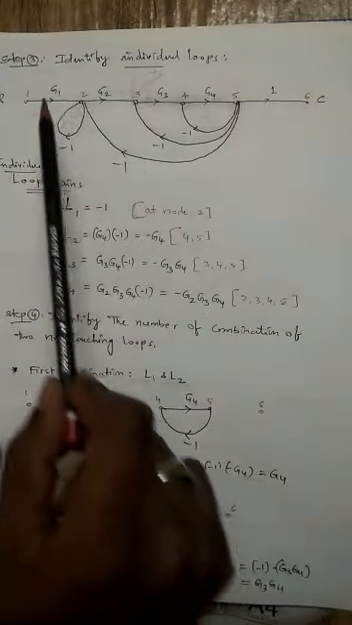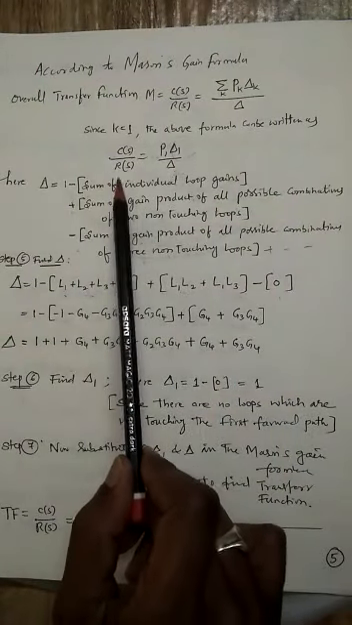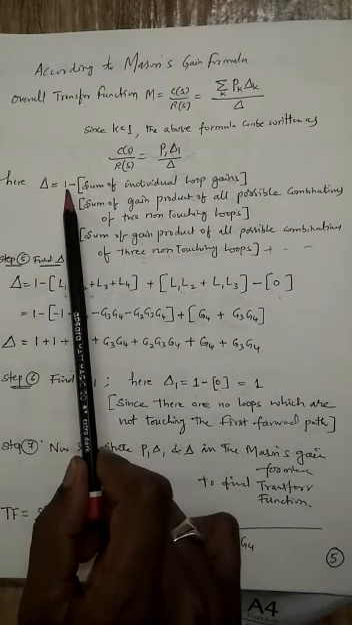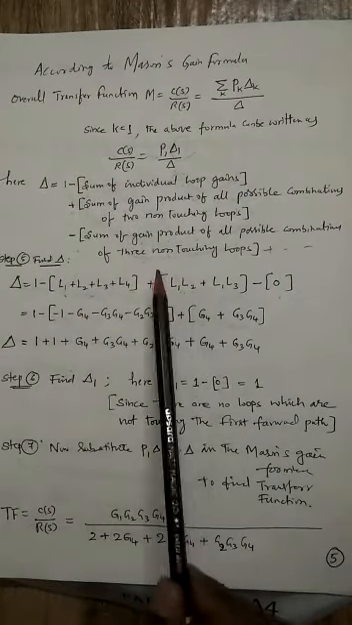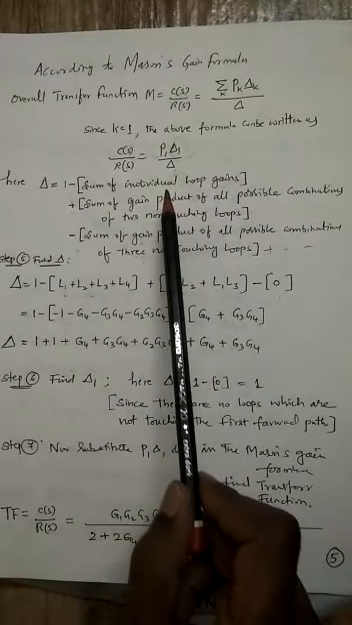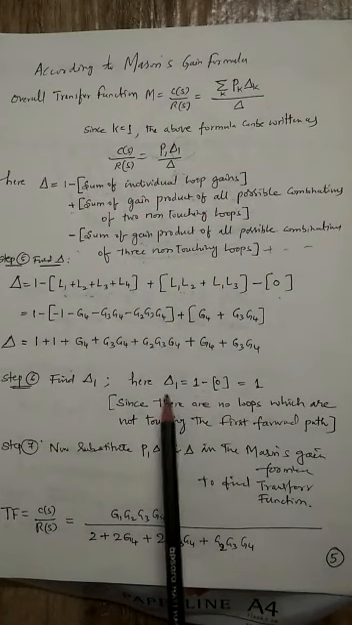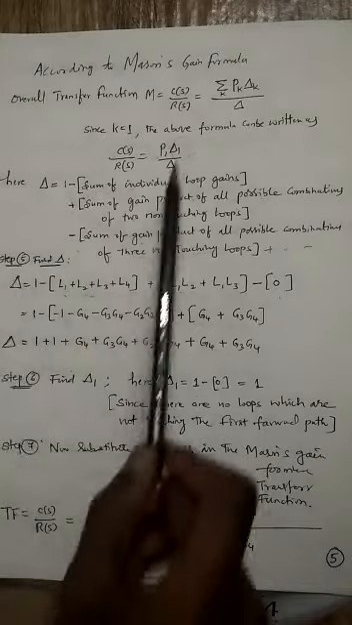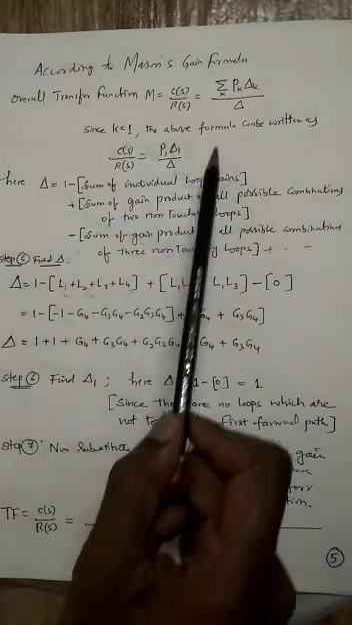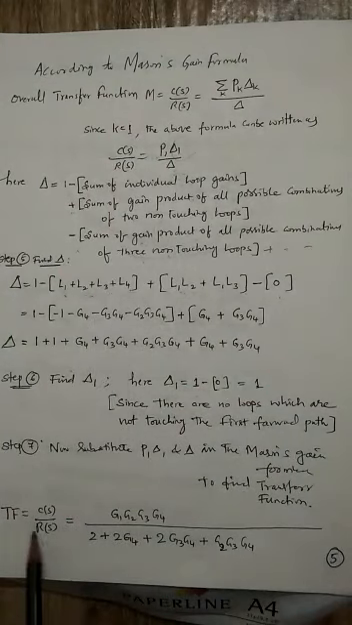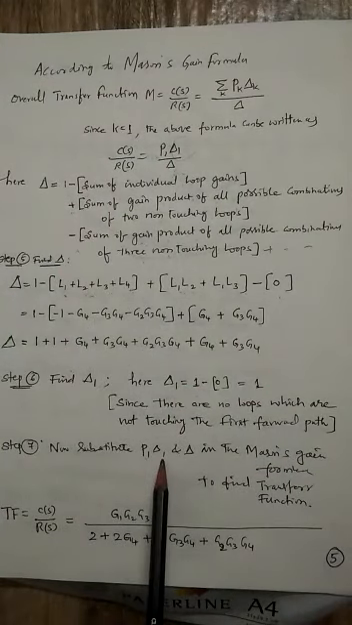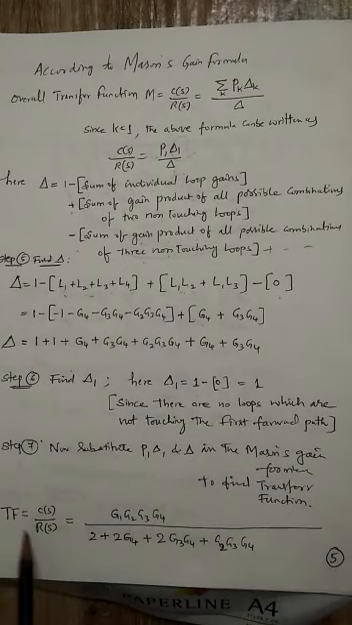Suppose in this graph, if you get one of the loops which is not touching this path, then that loop gain must be considered here. Then delta 1 becomes 1 minus that value. Since you are not getting loops here which are not touching the first forward path, this value becomes 0. So 1 minus 0 becomes 1. Now once you get the values of delta 1, delta and P1, substitute those three values in this transfer function and simplify. That is what we have done here. Substitute the values of P1, delta 1 and delta in Mason's gain formula. That gives the transfer function of this particular signal flow graph.